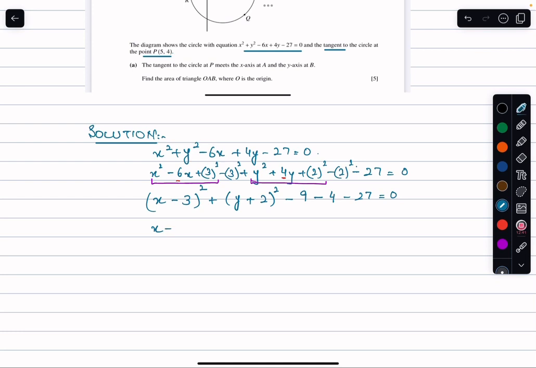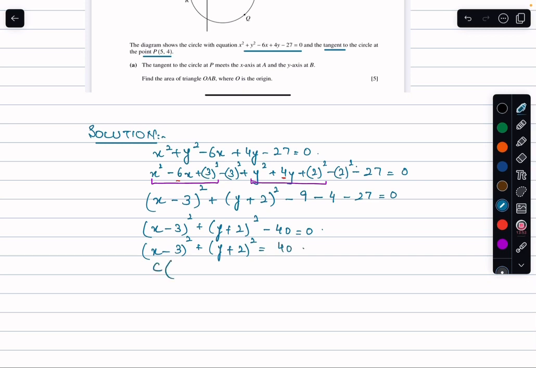So I can say that this is x minus 3 the whole square plus y plus 2 the whole square, and a minus 9 minus 4 minus 27, that would give me a minus 40, and this minus 40 would then be equal to a 0, meaning it's x minus 3 the whole square plus y plus 2 the whole square, and this is equals to a 40 here. So I have the coordinates of the center of the circle, x minus 3, changing the sign, this is a 3 and a negative 2. This is the center, and radius I can say is under root 40 here.